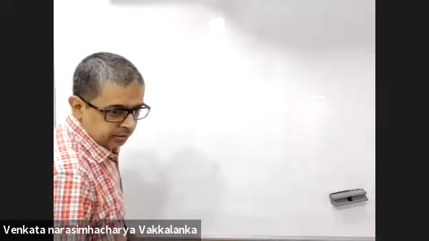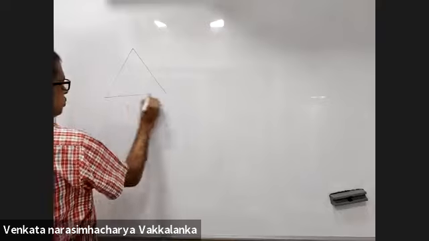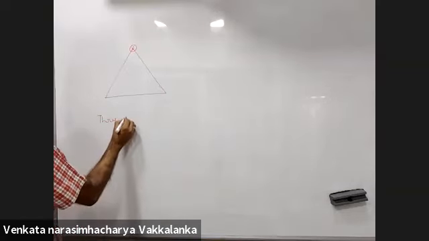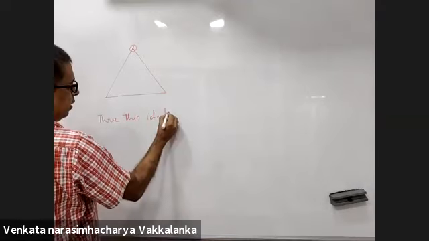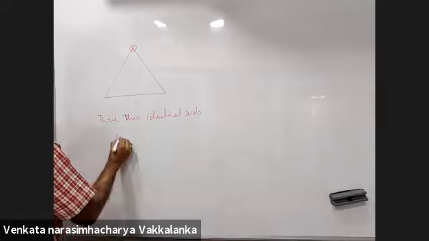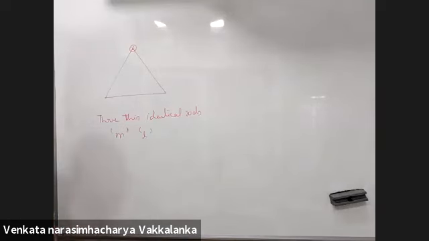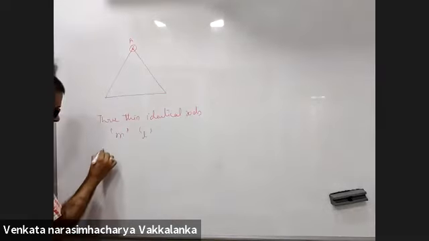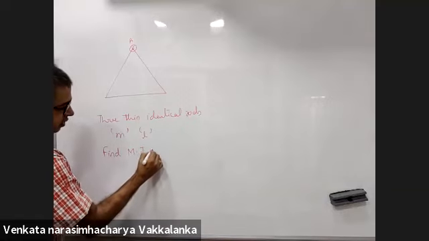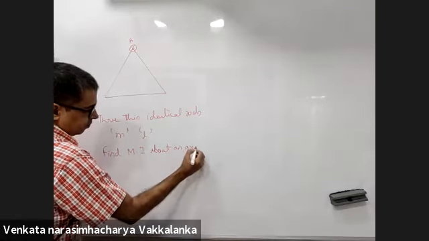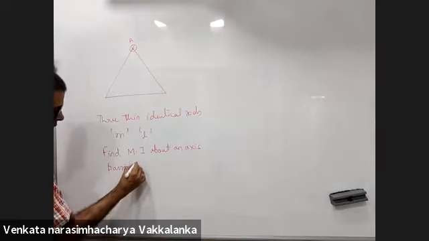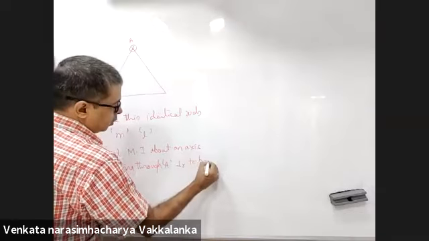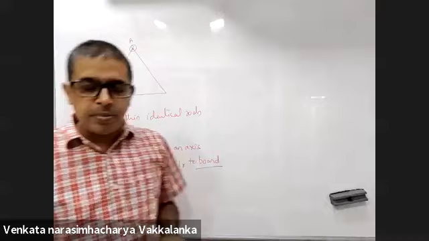Before I proceed, three thin identical rods, each of mass M and length L. Find the moment of inertia about an axis passing through a point, perpendicular to the board. You will write perpendicular to the paper.